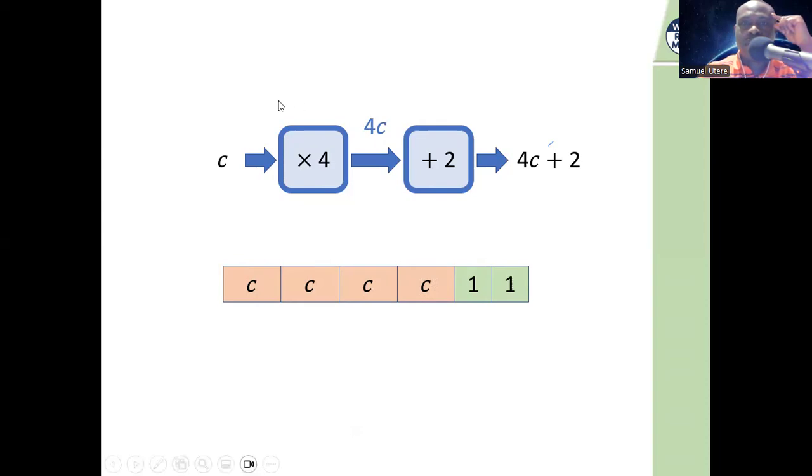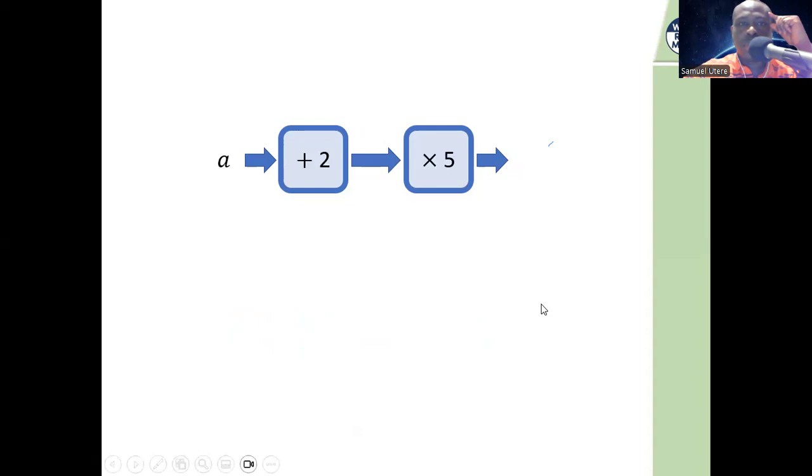So this could be a whole unit of 2. Let me use my pen. So this could be like this: C, C, C, C, and then a block of 2 units like that. So we can also write it like that. So when we finish, our result should be 4C plus 2. So with letters, we'll get these results in this manner. What about this one?